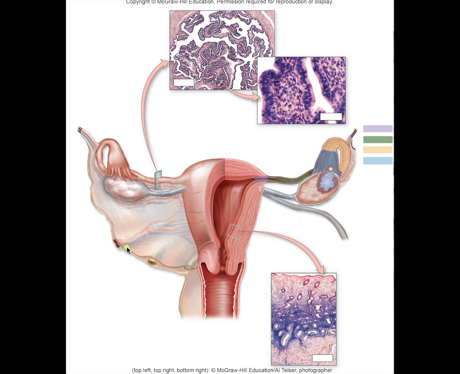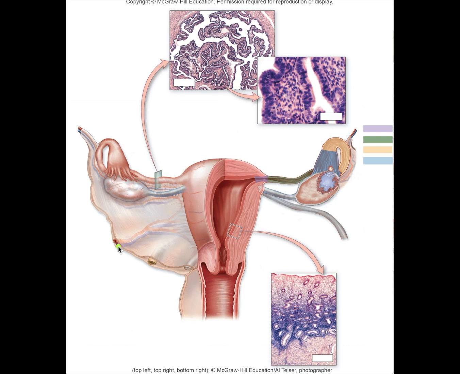On our models, it's kind of interesting. It literally looks like wings coming off of the uterus. You can see here the uterine artery and vein. Again, the uterine artery, we didn't learn this when you did your blood vessels, but it does come off of the internal iliac artery. And then the uterine vein will dump into the internal iliac vein.